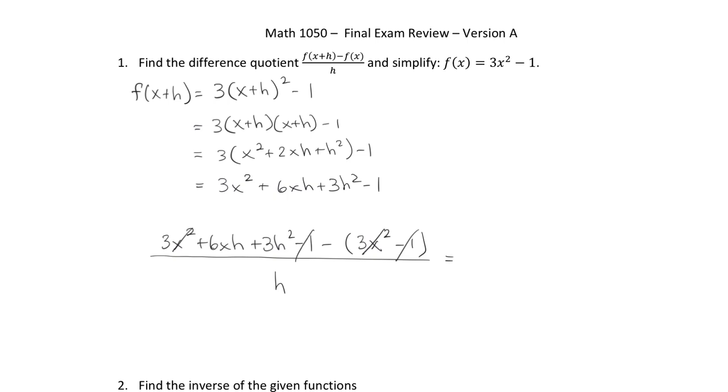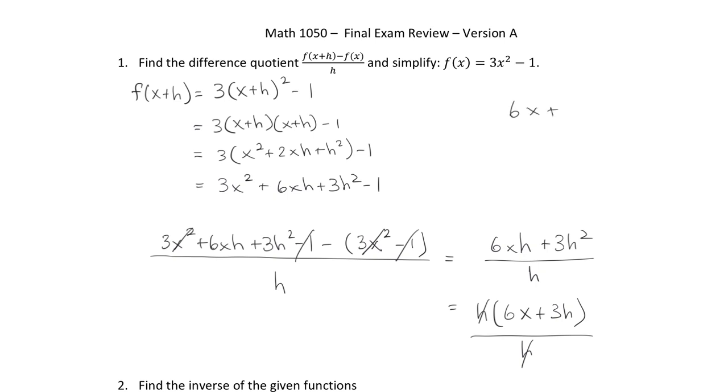So then the remaining terms in the numerator, 6xh plus 3h squared, divided by h. Now, the terms in the numerator all have h in common, so we can factor out an h. And then that cancels with the h in the denominator. So the final answer is 6x plus 3h.